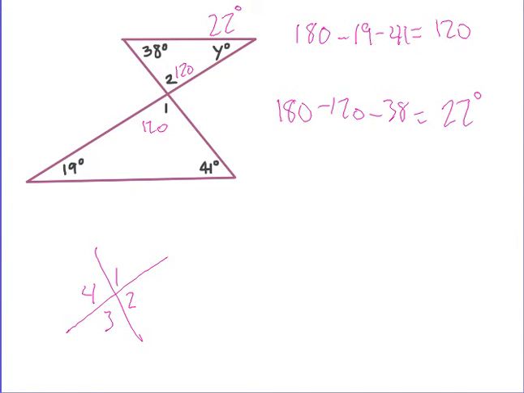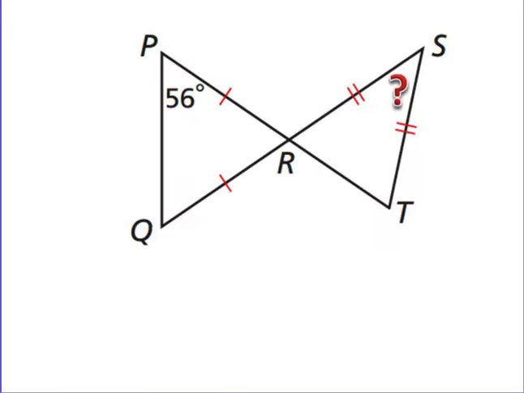I like problems like this that make you think a couple of steps down the road to figure out what you're supposed to do, kind of like this one. If I want to know the measure of angle S, there is enough information here given. We're only given one angle, but we know some other things about these triangles. So if I know angle P is 56, what other angle can I figure out first? Q.